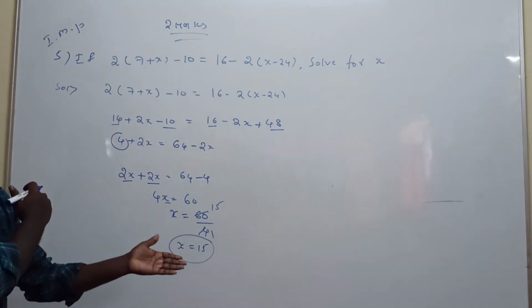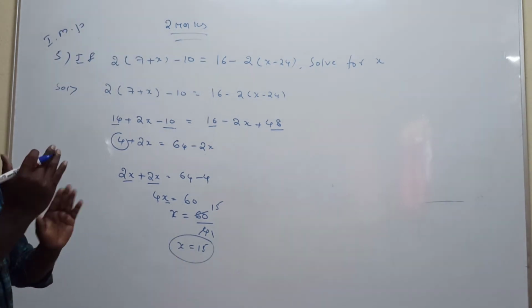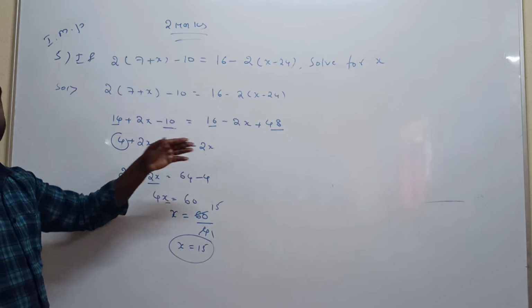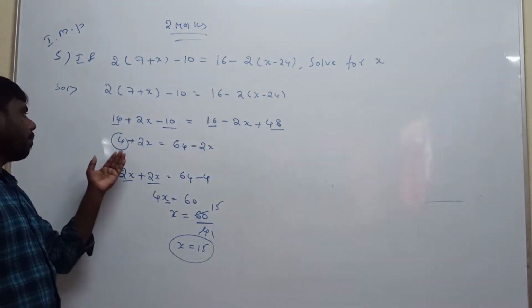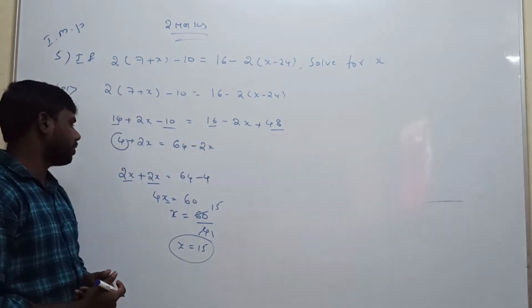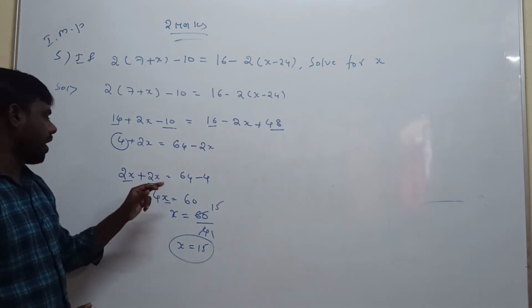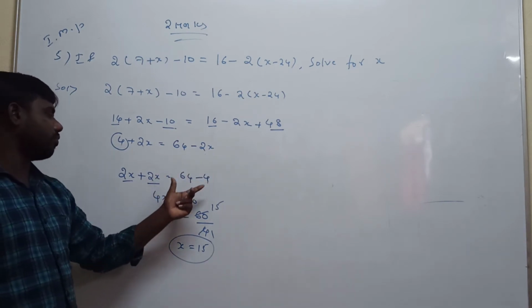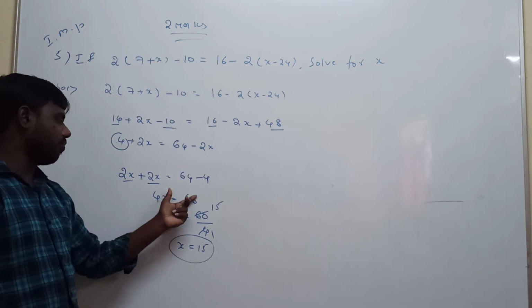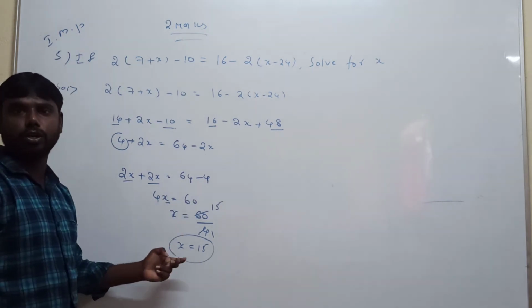Now, take the x variable on the left hand side and the constant value on the right hand side. So minus 2x taken to the left side becomes plus 2x, and plus 4 taken to the right hand side becomes minus 4. Plus 2x plus 2x is plus 4x. 64 minus 4 is 60. What is the x value? x is equal to 15.